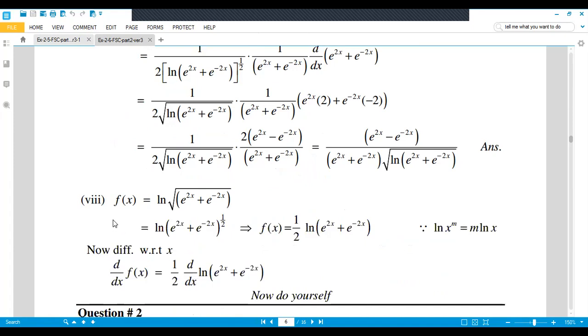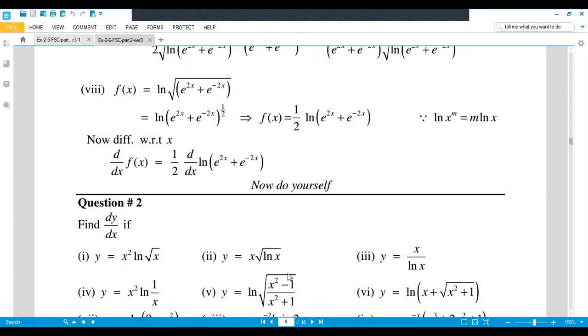So the eighth one, you do it by yourself. How? First you take the natural log, that will be 1 over that value, and after that you apply the power 1 over 2 derivative of this value. So do it by yourself.